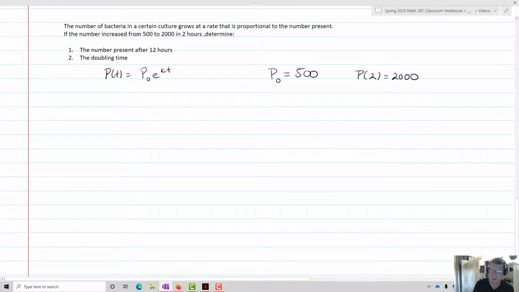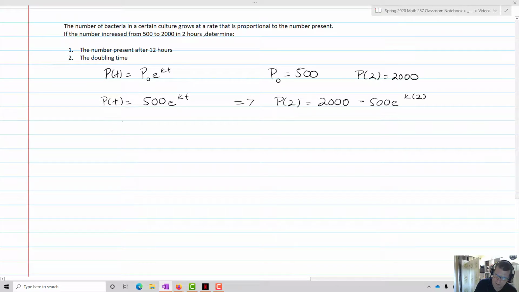We're going to plug in our relevant information in order to first solve for k and then get a function that we can use in order to solve these problems. So P(t) is going to equal 500e^(kt). And so that'll mean that P(2), which equals 2,000, will equal 500e^(k·2).